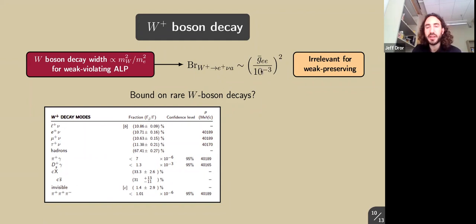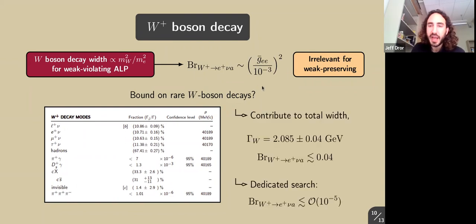So that means you can even set a bound by doing something extremely conservative, and that's by just requiring that this new process not contribute so much that it goes over the error bars on the total width of the W boson. This puts a very conservative branching ratio for W bosons decaying to e, nu, axion of about 0.04. With a dedicated search, given how many W bosons we're creating every day at the LHC, we can reach at least branching ratios of about 10 to the minus 5. That's my rough estimate by comparing to other processes inside the PDG.